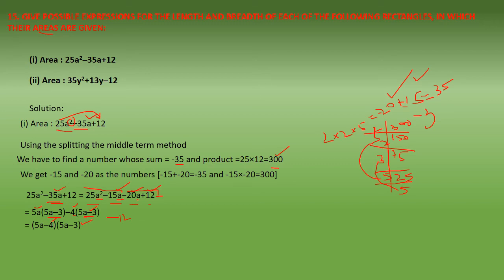If you look at the area of a rectangle, you will find that the area of a rectangle is length into breadth, and it is similar to this. There is a length and there is nothing between them, there is a product, so we get length into breadth. So the possible expression for the length is 5a minus 4, and the possible expression for the breadth is 5a minus 3. This is the answer of the first subpart.